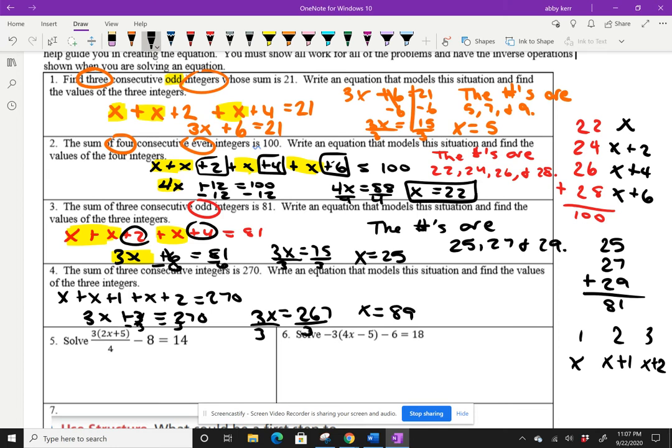So then 89 plus 1 is 90. So this is really 89. This is really 90. 89 plus 2 is 91. So if you double check this, 89 plus 90 plus 91 gets you back to 270. And notice that we're not skipping any numbers. The reason why we're not skipping any numbers is because it's just consecutive. It does not say even or odd.